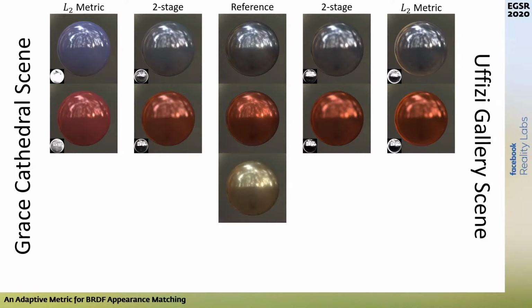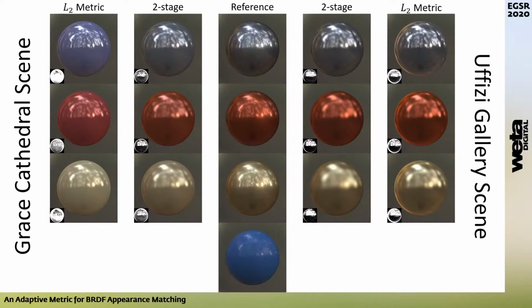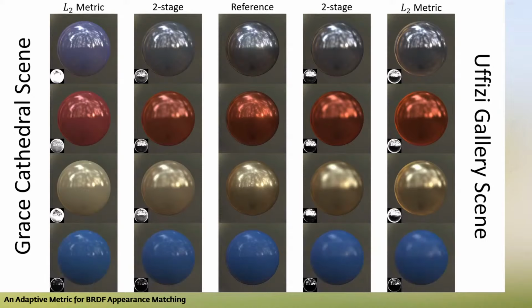Next comes gold metallic paint, and here are the four potential matches. Both of these materials follow a relatively similar pattern as the results from aluminum shown at the top. Finally, let's look at blue acrylic. For blue acrylic, note how with the Uffizi probe, which is a very low frequency lighting for a natural scene, you get blurry matches. In this case, Grace Cathedral actually does a bit better. Nevertheless, the adaptive match is not quite so blurry as the L2 match for Uffizi Gallery.